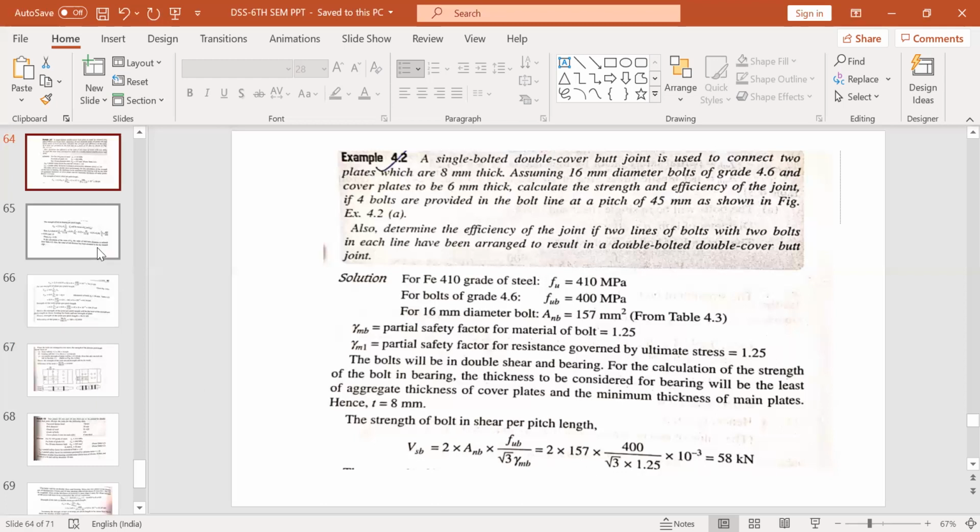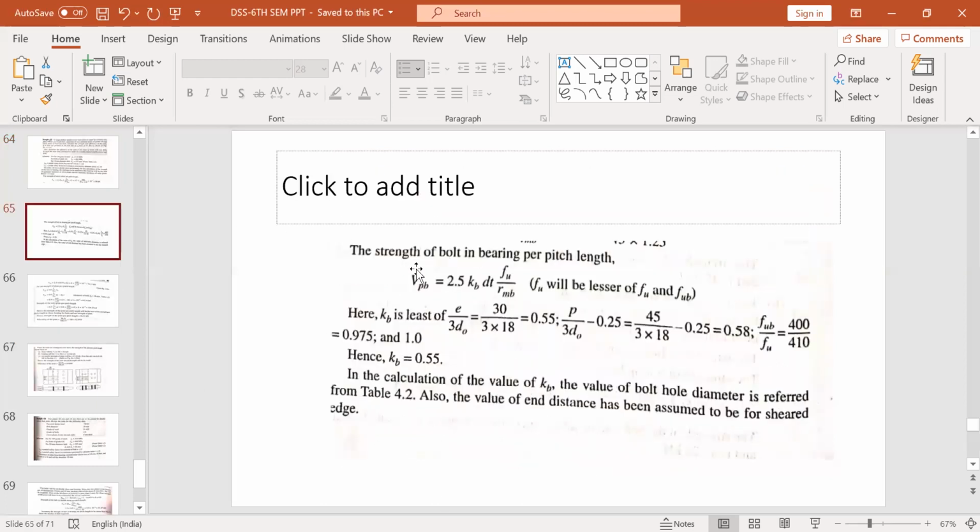Okay. Now see here, the strength of the bolt in bearing per pitch length. Use this formula as earlier. Now again, fu will be the lesser of fu and fub for bearing. You remember this. You have to take the lesser value of the ultimate stress of the plate and the ultimate stress of the bolt, whichever is lesser. So here the lesser value is 400. Take that as 400.